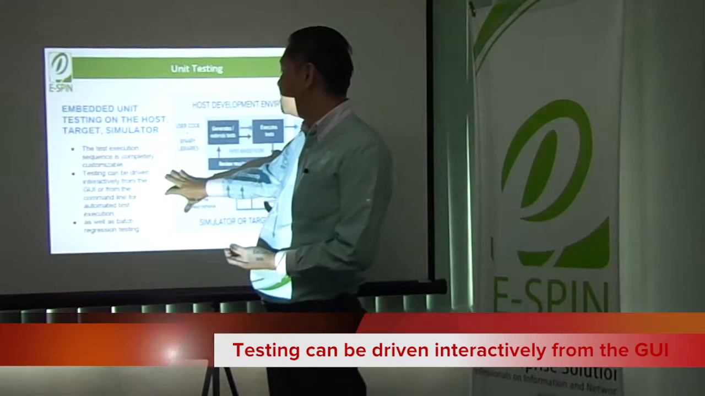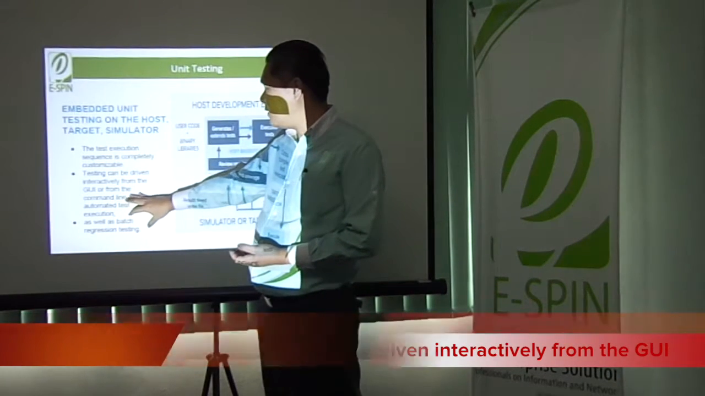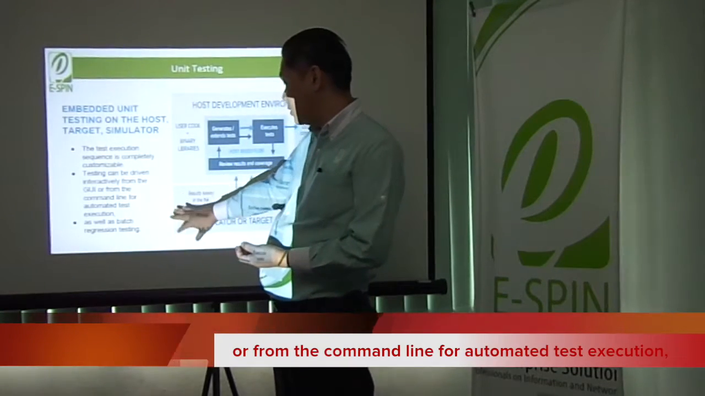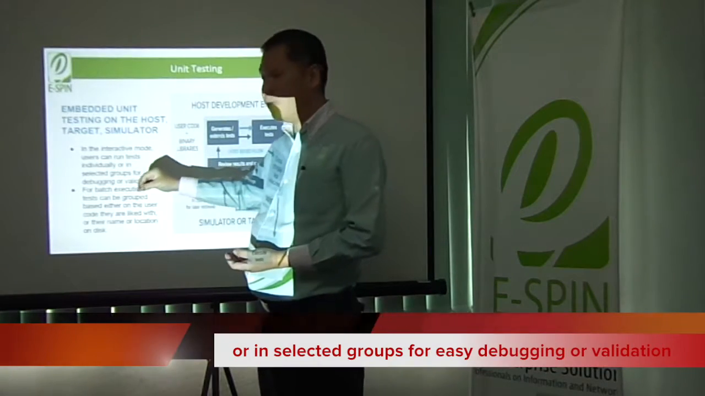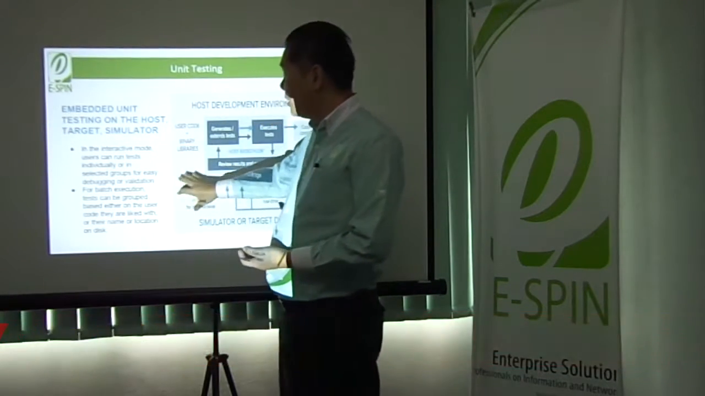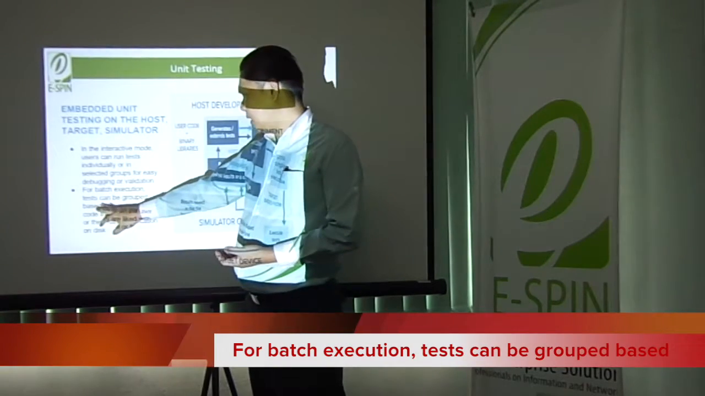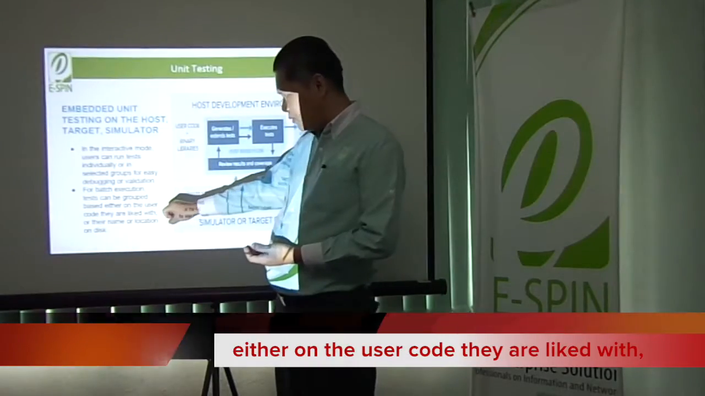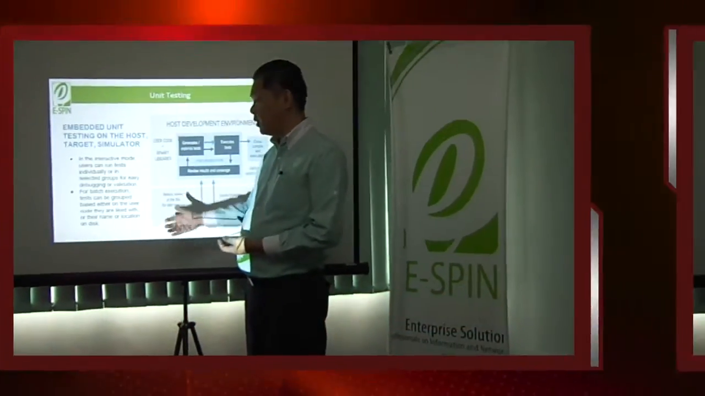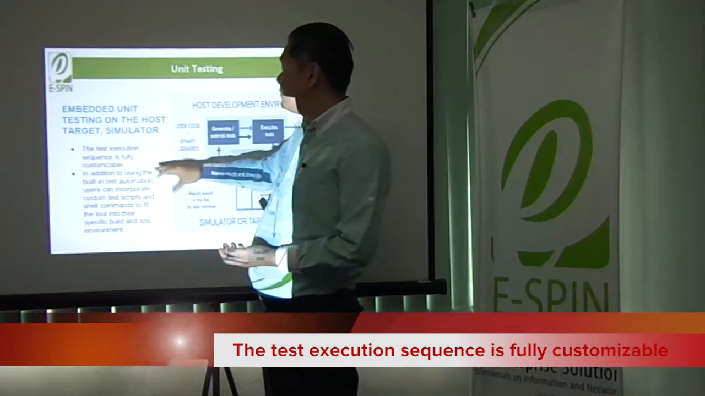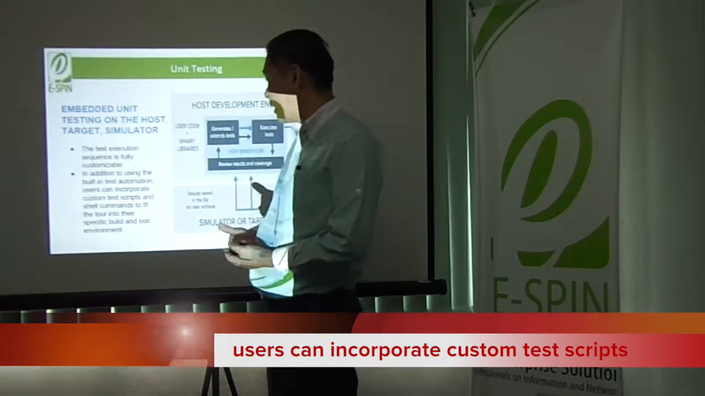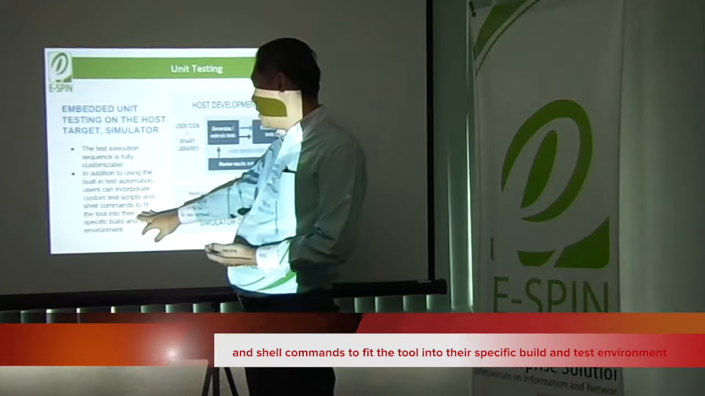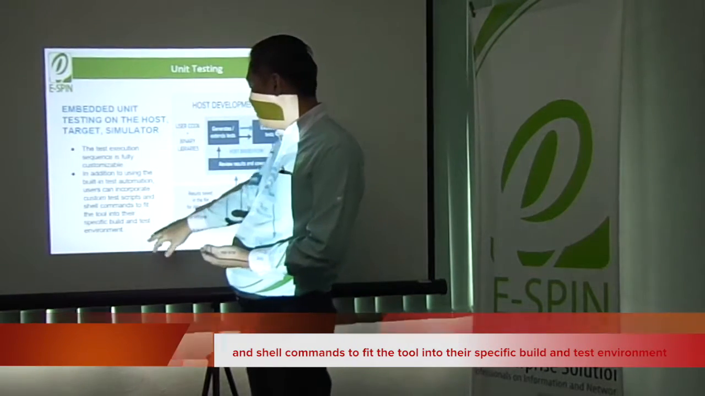Testing can be done interactively from the graphical user interface or from the command line for automated test execution, as well as batch regression testing. In interactive mode, the user can run tests individually or in a selected group for easy debugging or validation. For batch execution, tests can be grouped based on the user code, the alert bit, or the name or location, etc. The test execution sequence is fully customizable. In addition to using the built-in test automation, users can incorporate custom test scripts and shell commands to fit the tool into their specific build and test environment.